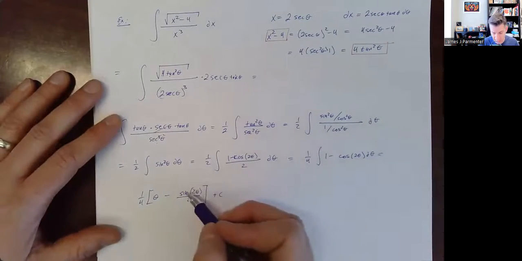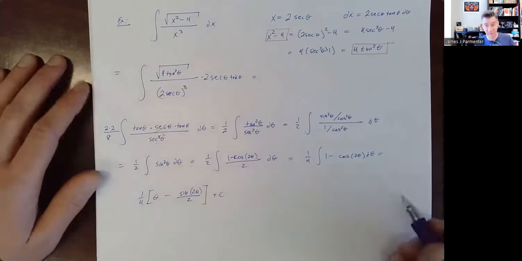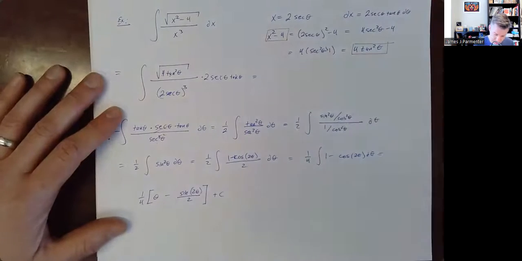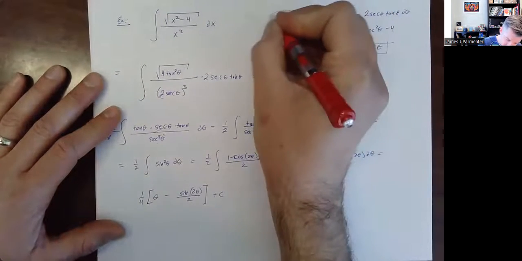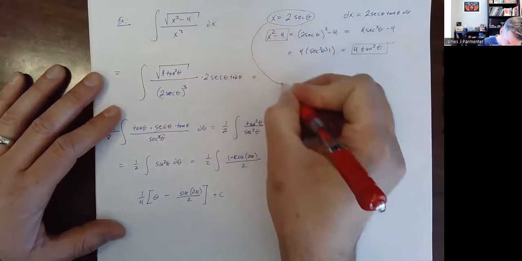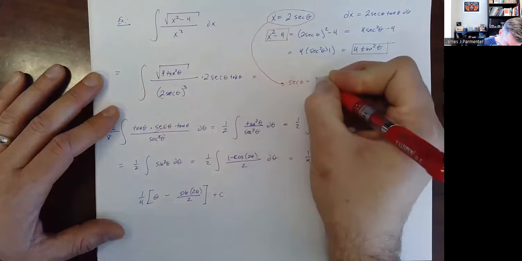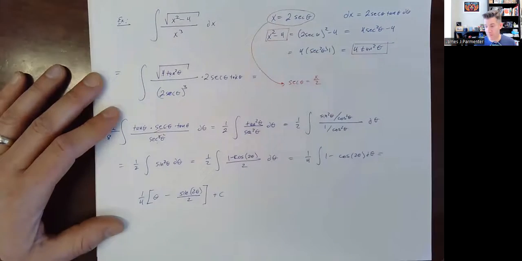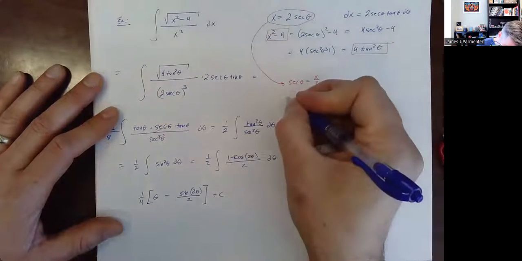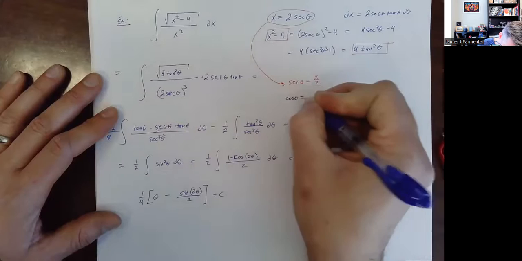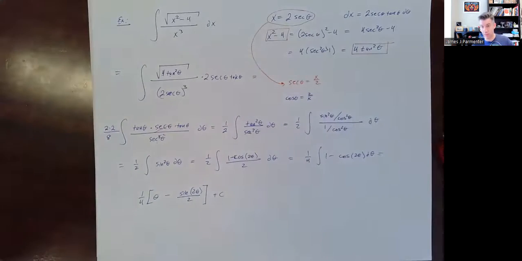So the problem here is sine of 2 theta. My triangle isn't going to have the angle 2 theta. When I draw my triangle over here, I'm also taking this here. I'm going to rewrite this as secant theta equal to x over 2. Or if you prefer, you might think of this as cosine theta equal to 2 over x, right? Take the reciprocal of both sides.